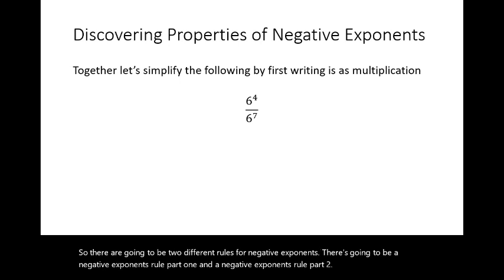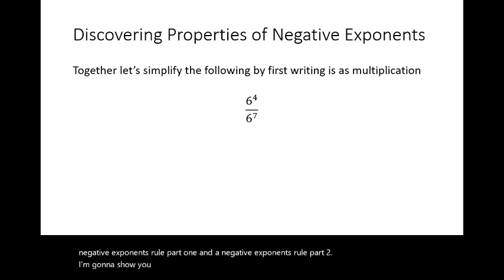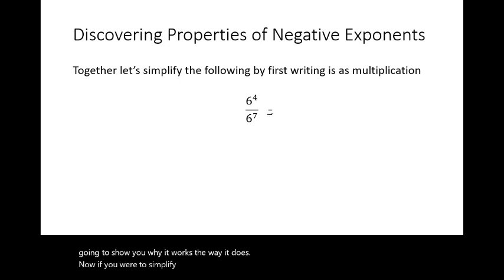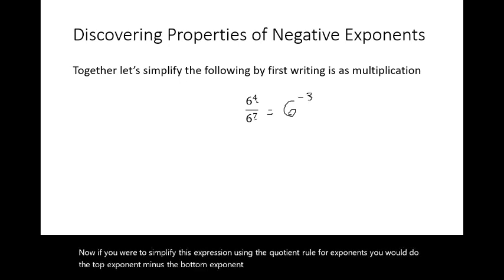I'm going to show you why the rules for negative exponents work the way they do by once again writing these as repeated multiplication. You don't have to do this every single time, but I'm just going to show you why it works the way it does. Now, if you were to simplify this expression using the quotient rule for exponents, you would do the top exponent minus the bottom exponent, which would give you 6 to the power of negative 3. And I'm going to tell you this right now.